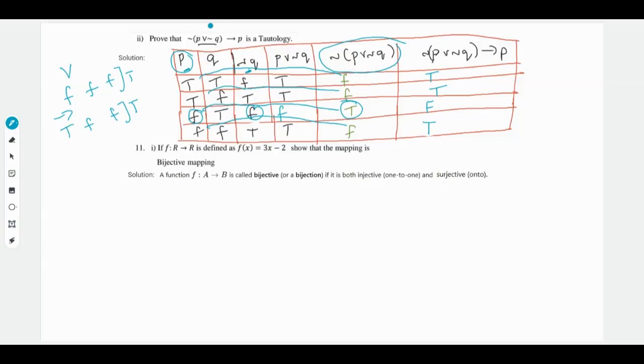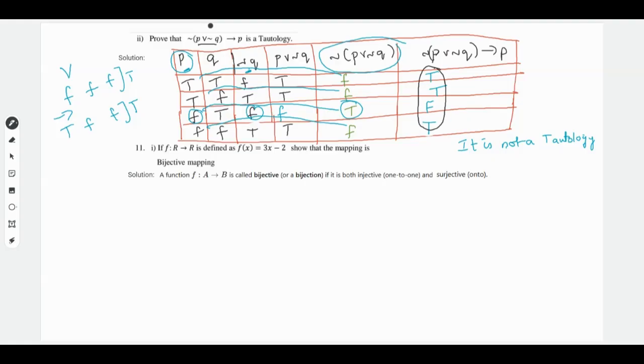So yes, it is not a tautology. Why is it not a tautology? Because all the elements are not T. We need all the answers in the propositional table to be true. If these are not all true, then it is not a tautology.